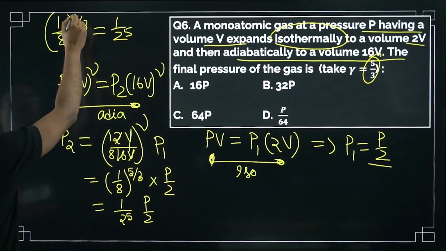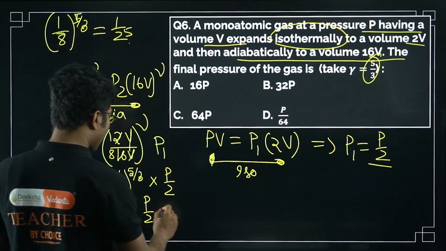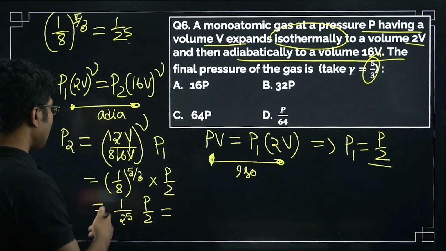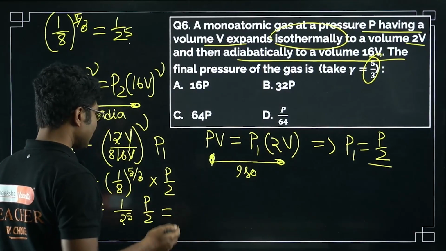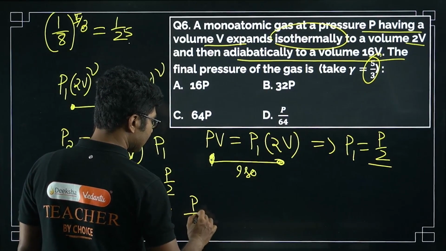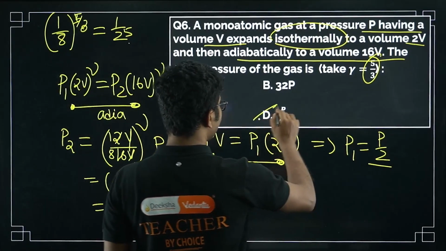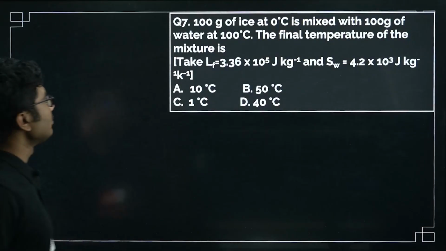So 5 by 3 means to the power 5 over here, right? If you multiply 5 over here, then you get 5 over here as well. So what is 2 to the power 5? 2 multiplied 5 times: 2, 4, 8, 16, 32. Then with the extra 2, it is 2 to the power 6, so it will be P by 64. The correct answer is option D. Interesting question. Now let's move on.